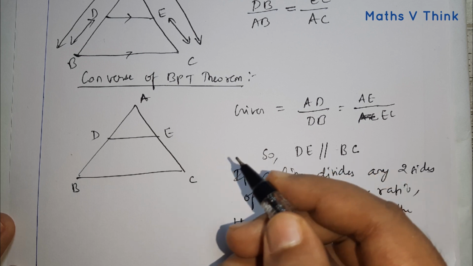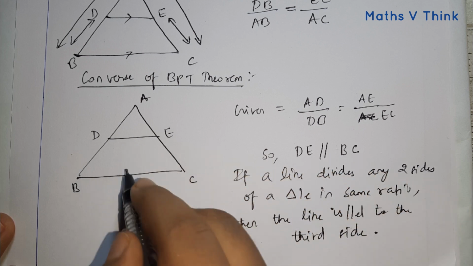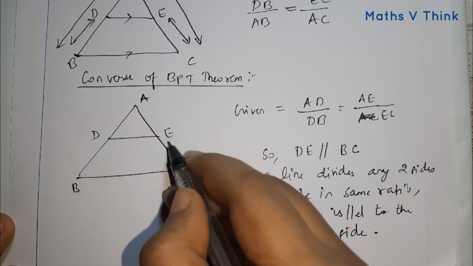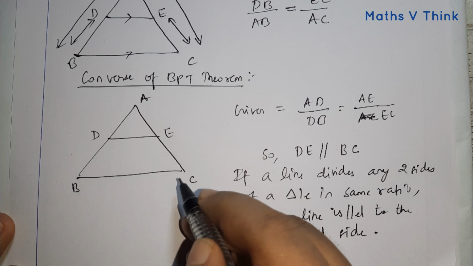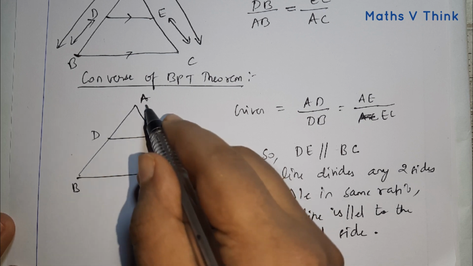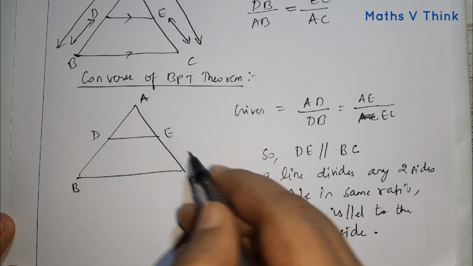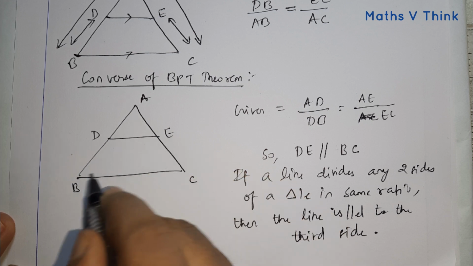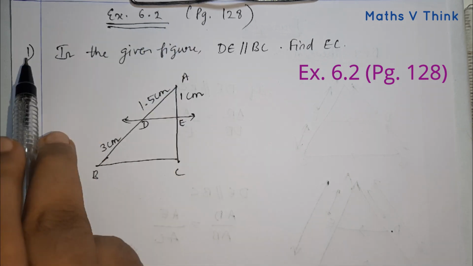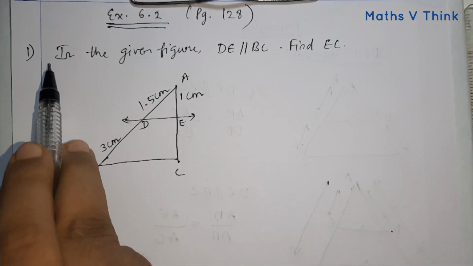Now in the BPT theorem, they gave that this is parallel, and we proved that this divided by this is equal to this divided by this. But in the converse of the BPT theorem, they gave this divided by this is equal to this divided by this, then we can tell that DE is parallel to BC. Now exercise 6.2, this is the first question, first subdivision.